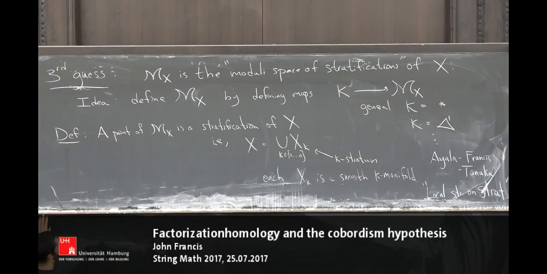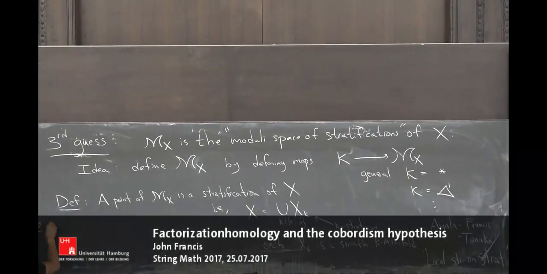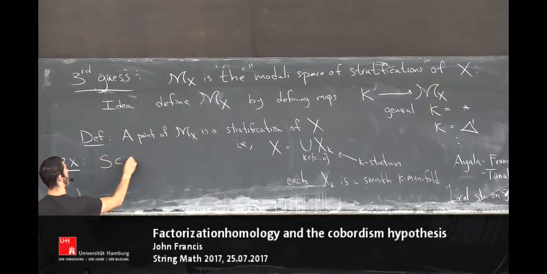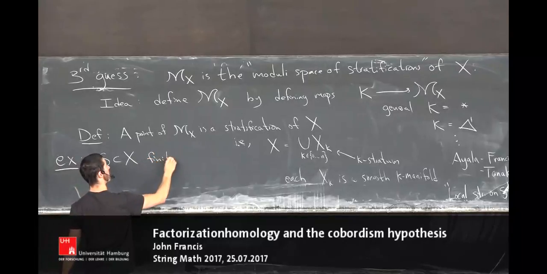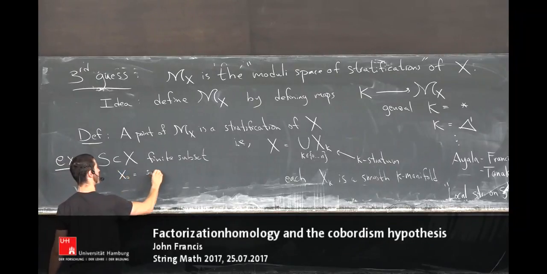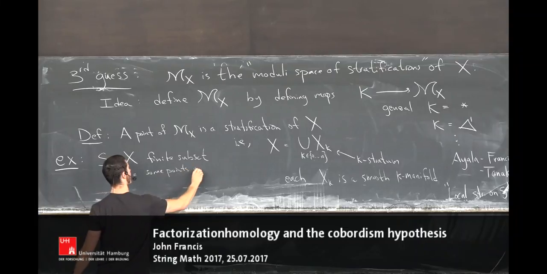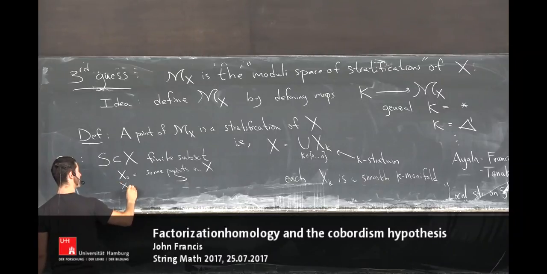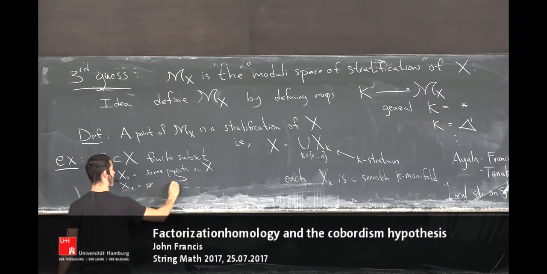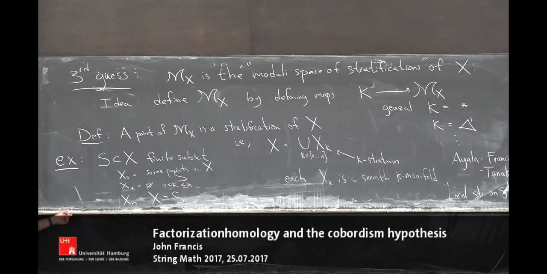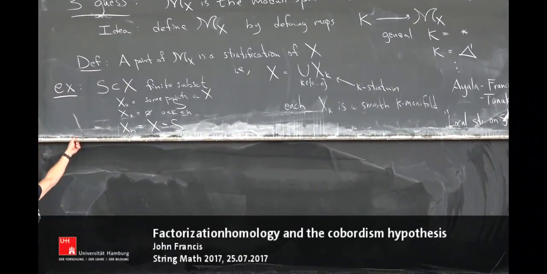So whatever this notion is, here are some examples. In particular, an example should just be S in X, a finite subset. That's an example of a stratification. So in this case, X0 is just the points S, and the rest of these things are empty. X_k is empty for k less than n and greater than 0. And then X_n in this case is just X minus S. So that'll be an example, no problem.